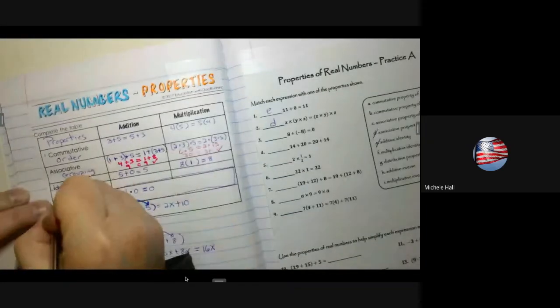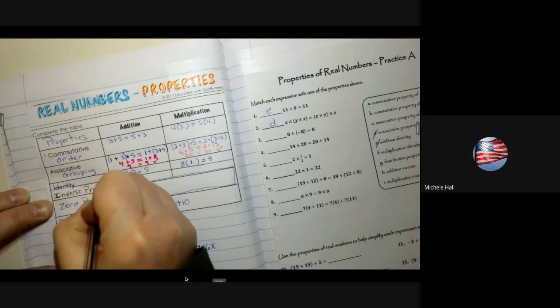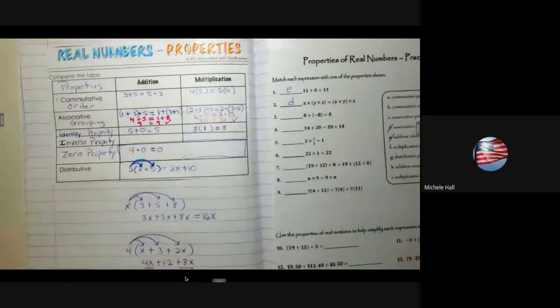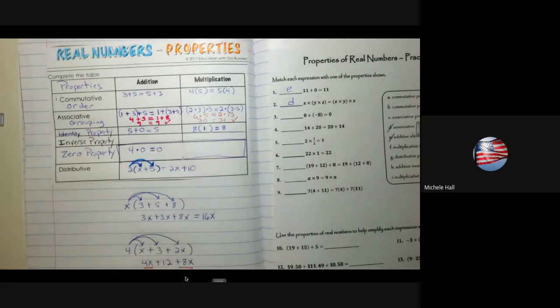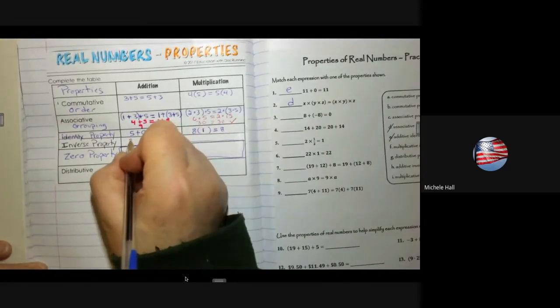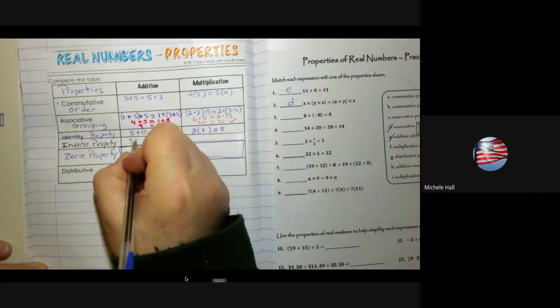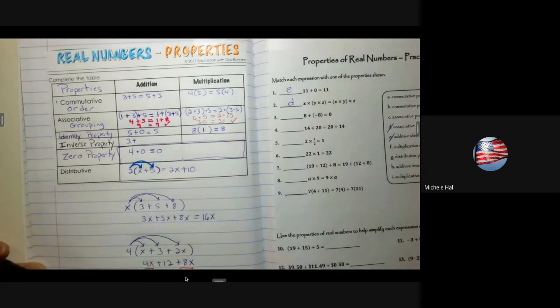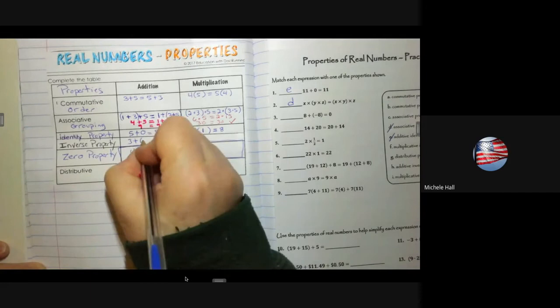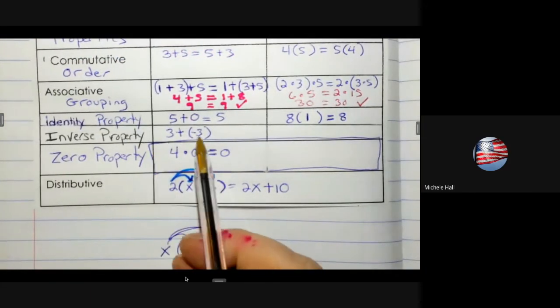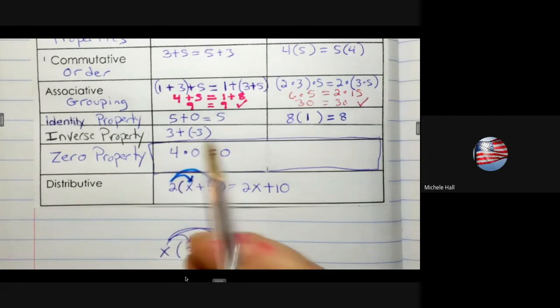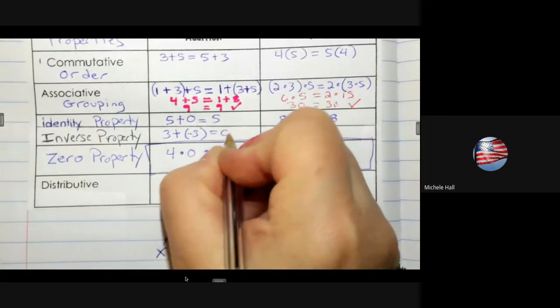We have the inverse property. The inverse property is about when it's addition, we're talking about the opposite. So 3 plus the opposite of 3, which would be negative 3. The inverse property is about adding the opposite. 3 plus the opposite of 3, and that equals 0.